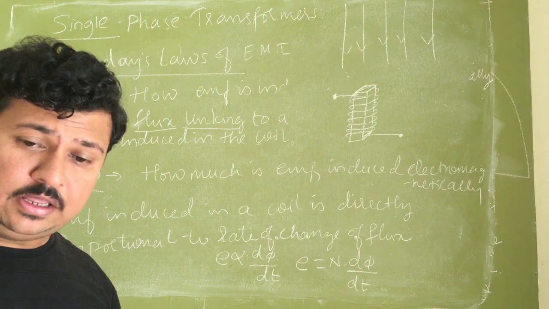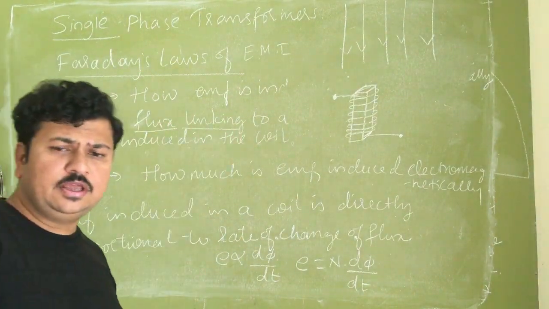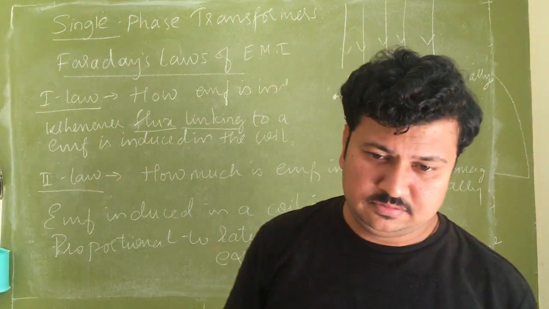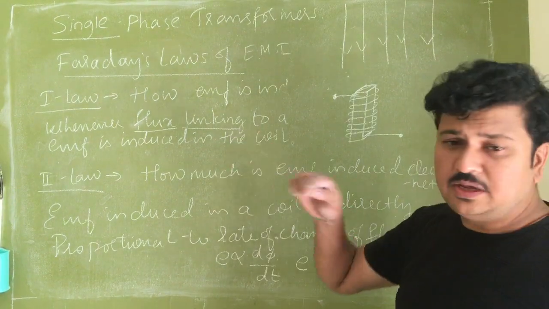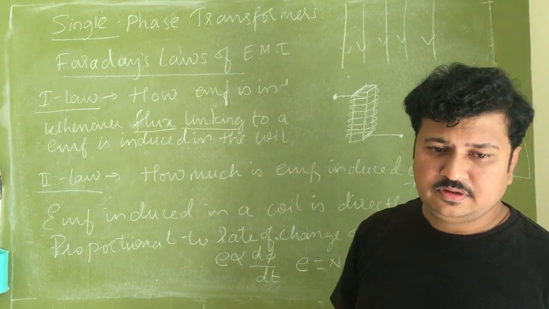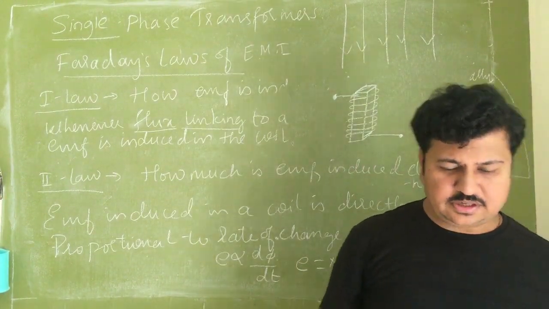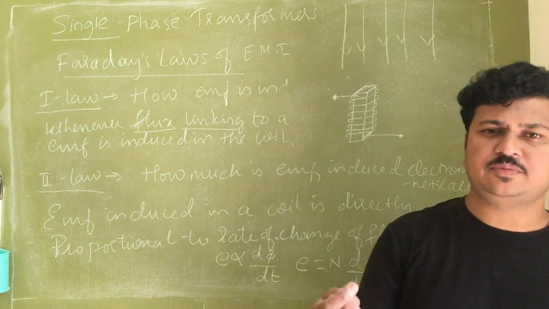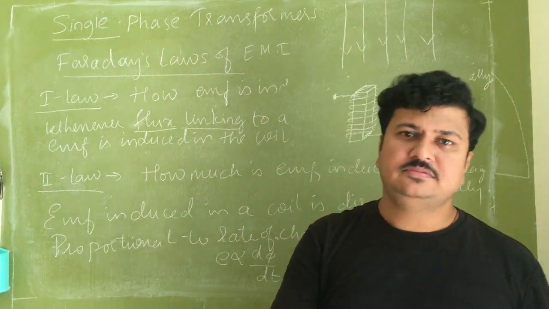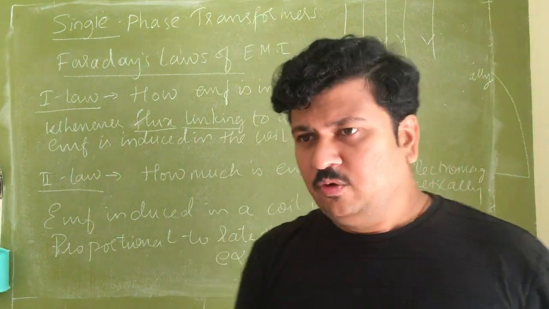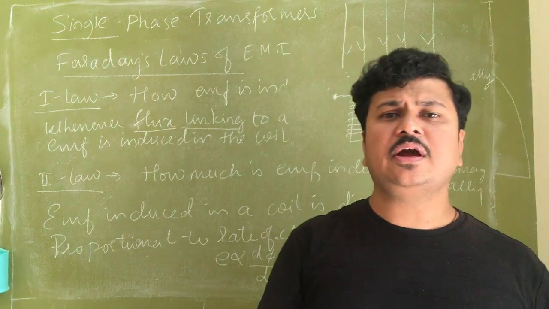Now the question is, why does EMF have to be induced if there is a change in the flux linking a coil? Why does it have to happen? What is the reason for that? What does EMF induced mean? It is a potential difference. You call it a voltage, you call it potential difference, you call it anything. It is a potential.